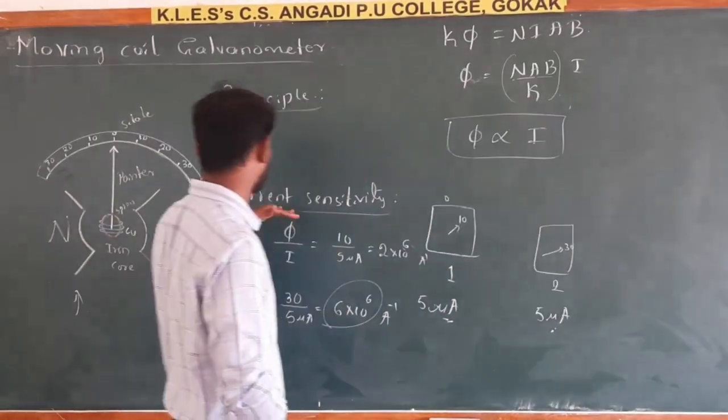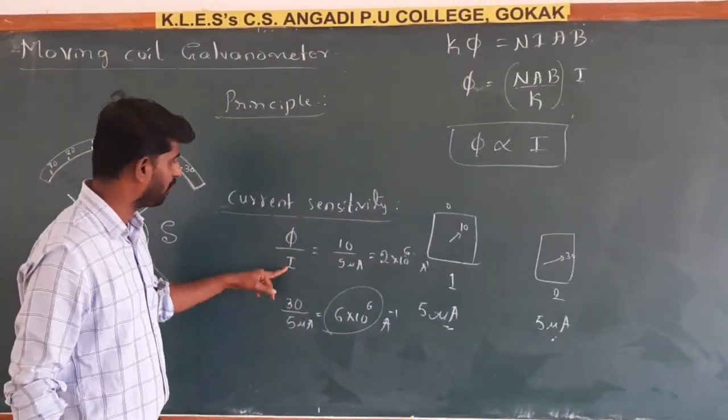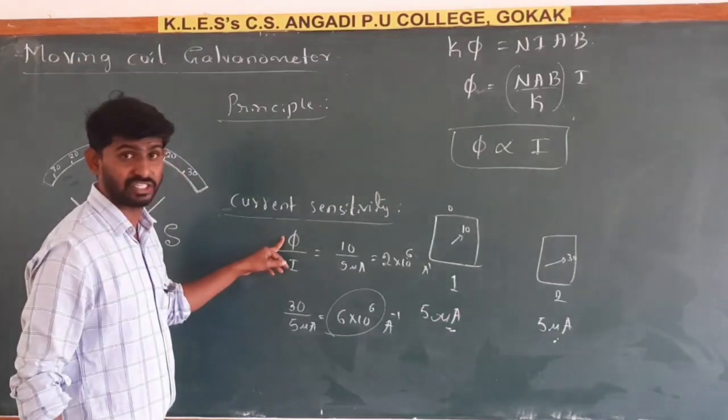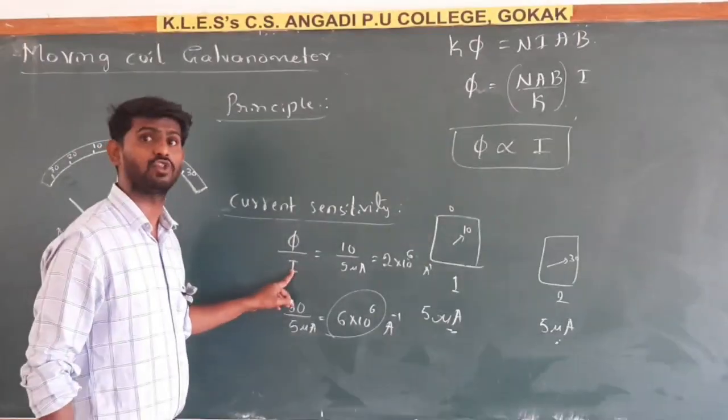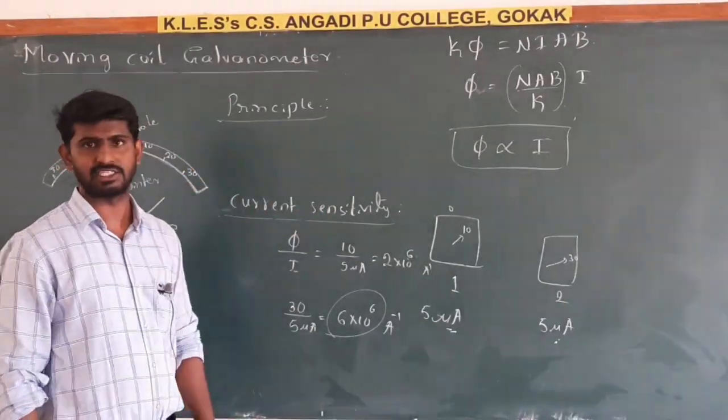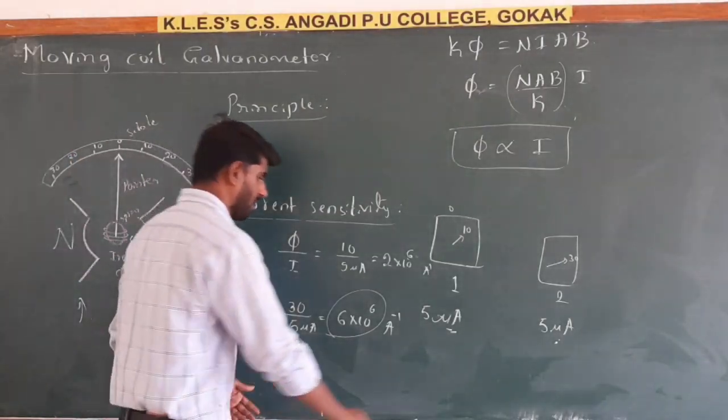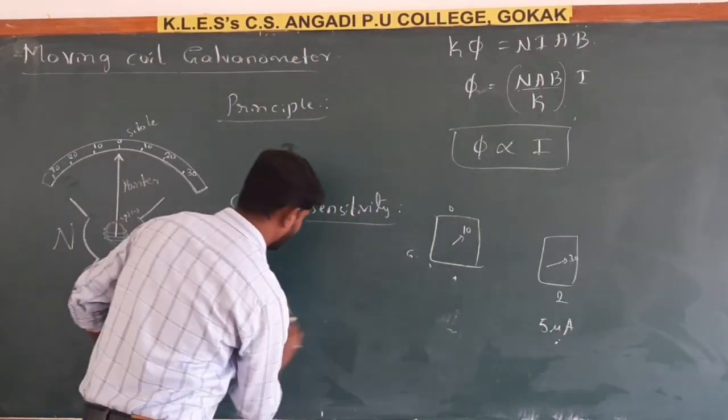sensitive. How to define the current sensitivity? The amount of deflection per unit current. The amount of deflection in the galvanometer per unit current flow through it. This is called current sensitivity. Okay, so what's the formula for current sensitivity?